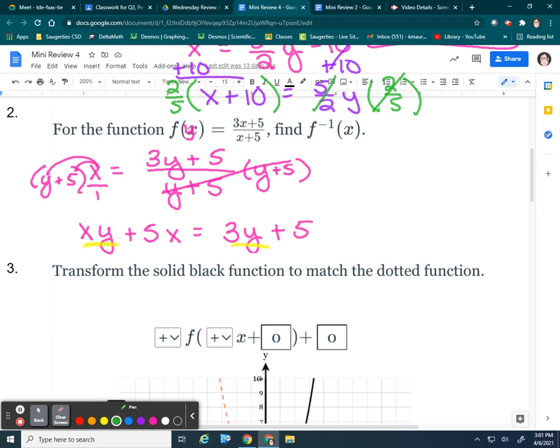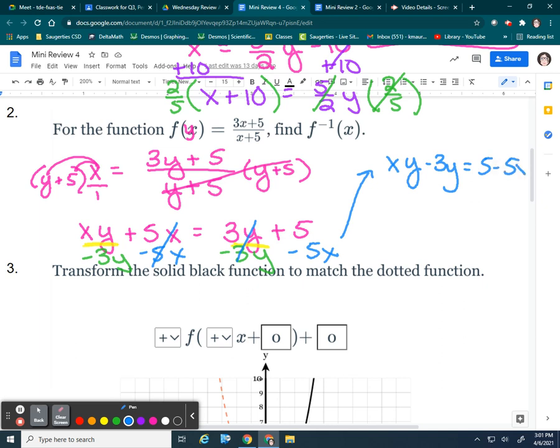So what I'm going to do is move my 3y over here. And I don't have a lot of room, so I'm going to do this in one step. And I'm going to move my 5x over here. So that goes away. What I end up with is xy minus 3y equals 5 minus 5x.